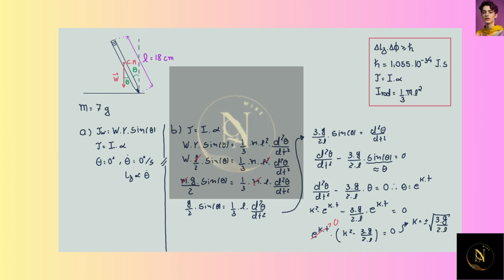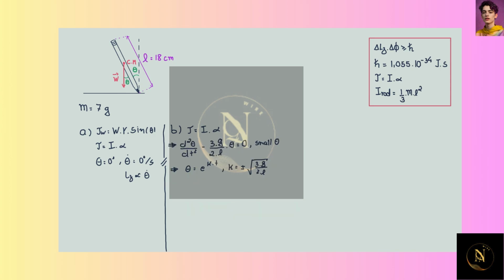Now that we know the solution, let me organize my board. Okay, so we have two solutions. Which one are we going to use? Well, in general, we use both of them. That is, in general, theta as a function of t is equal to some constant a times e to plus the square root of 3 times g divided by 2 times L times t plus some other constant b times e to minus the square root of 3 times g divided by 2 times L times t.